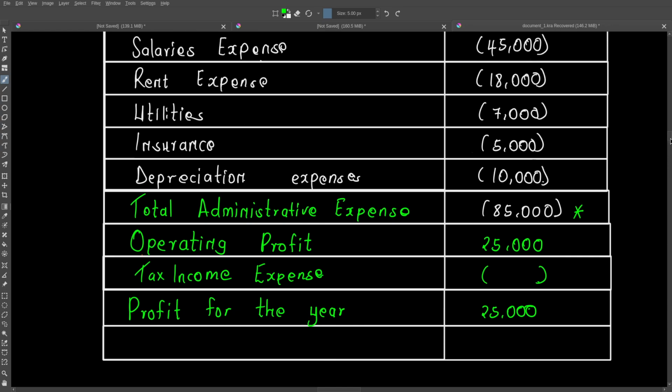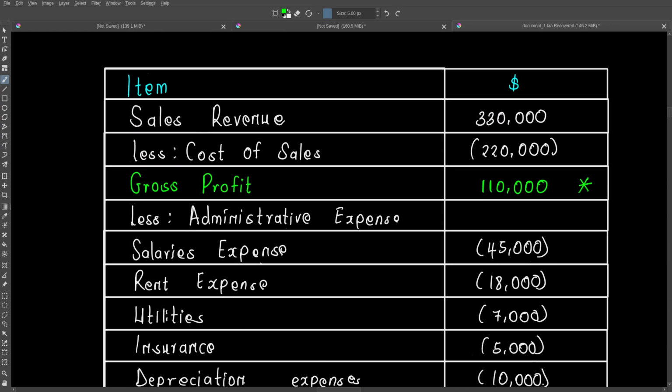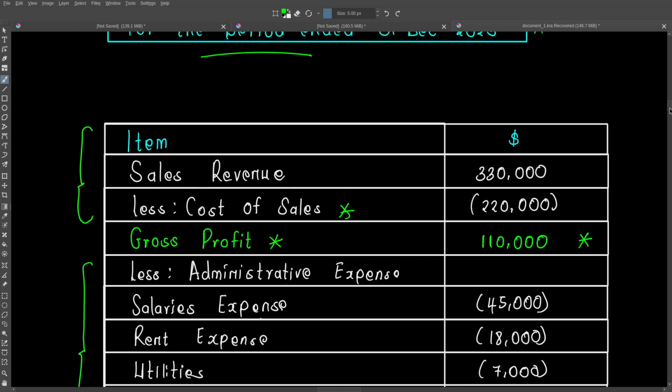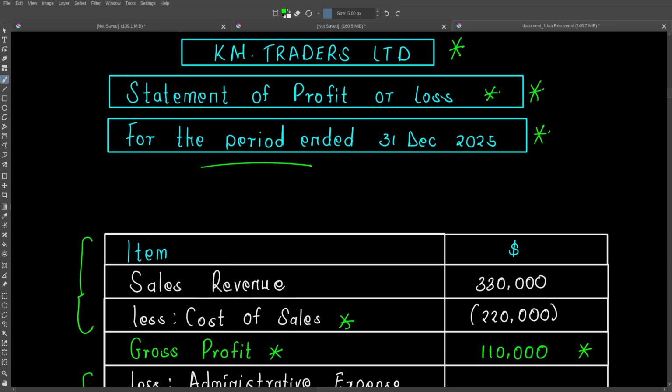So remember, how to prepare this statement is basically being able to understand that we take the revenue, we less the cost of sales first, we get the gross profit, okay? And then we come and less our expenses during the period, okay? So we are able to get our operating profit. So basically, this is how we prepare the statement of profit or loss.